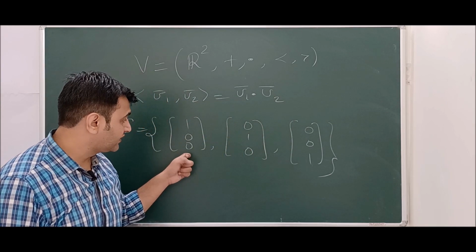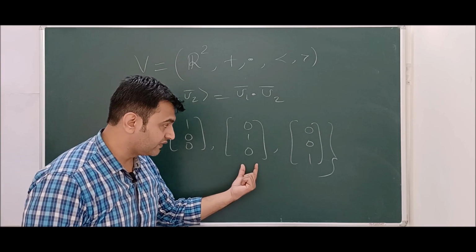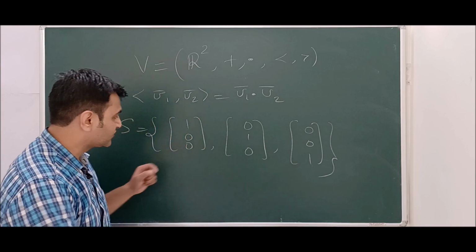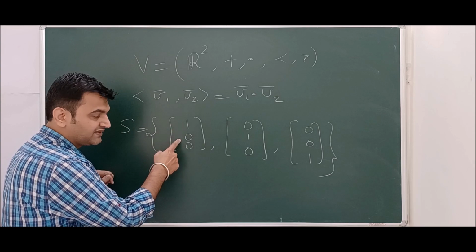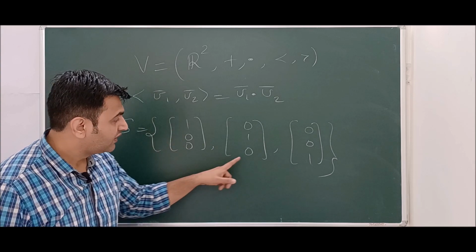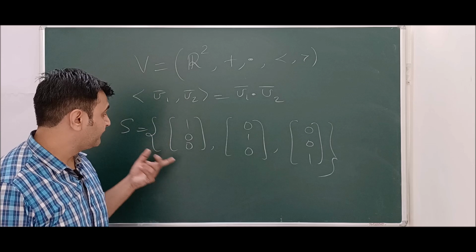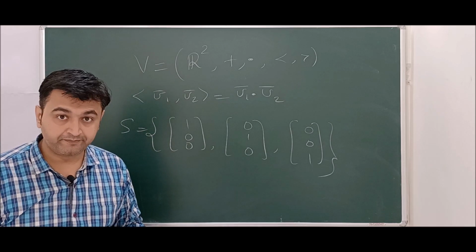What is the length of the vector? 1. What is the length of the vector? 1. What is the length of the vector? 1. Because square root of 1 square plus 0 square plus 0 square is 1. Similarly, all of them are length 1. Therefore, S is an orthonormal set.